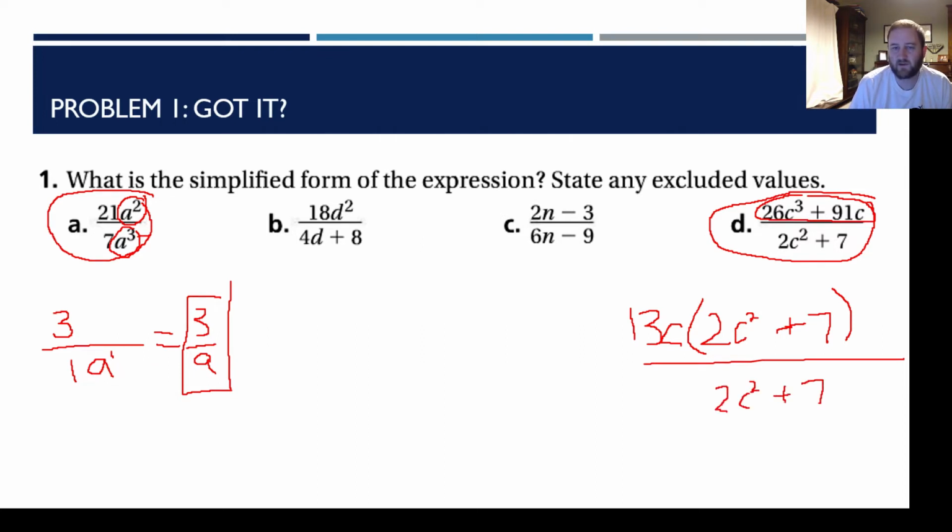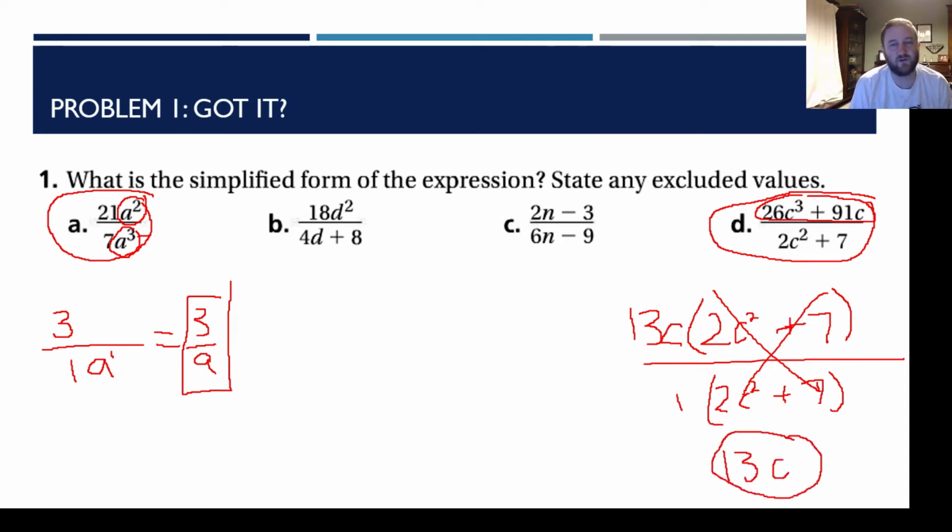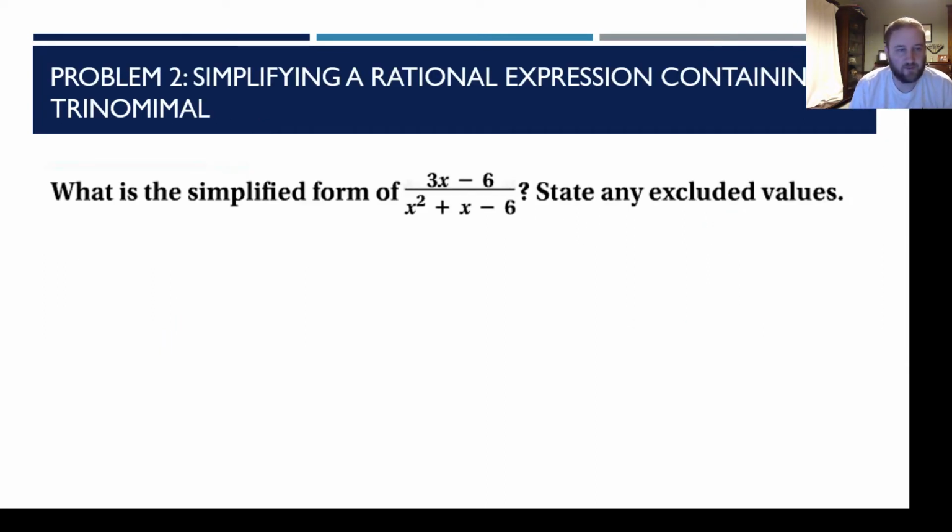Okay, we've got 2c squared plus 7 on the top and the bottom. These can cancel out. So we're left with 13c over 1, which is just 13c for our fully simplified form. Okay. All right, next example.